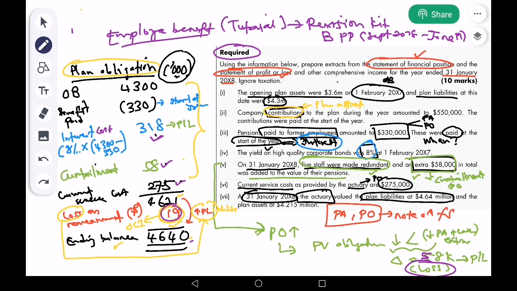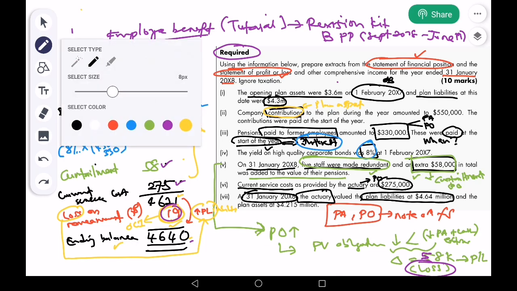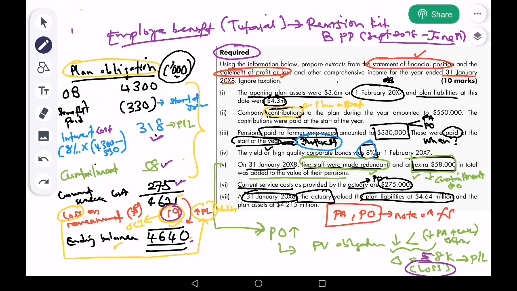Class, you can refer to the BVP revision kit, question number 4. I repeat, if you want to check the question, it is the BVP revision kit, September 2018 to June 2019, question 4. Buy the revision kit book, so you can do a lot of tutorials on this topic.